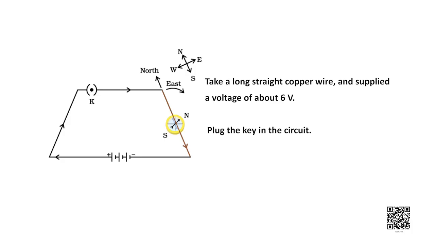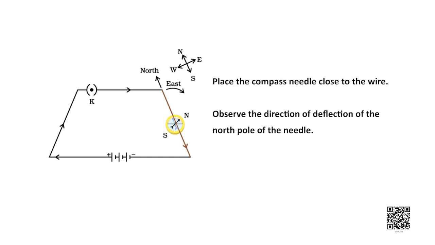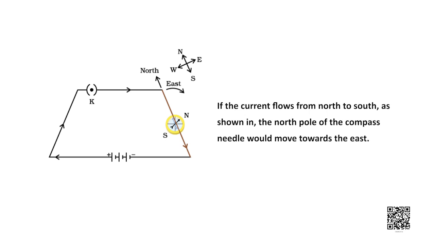Let's talk about the magnetic field due to a current-carrying conductor. If you take a straight copper wire supplied by a voltage of about 6 volts and plug the key in the circuit, if we place the compass needle close to the wire, the direction of deflection of the north pole of the needle is to be observed. If the current flows from north to south, as shown in the figure which you are seeing on your screen, the north pole of the compass needle would move towards the east.